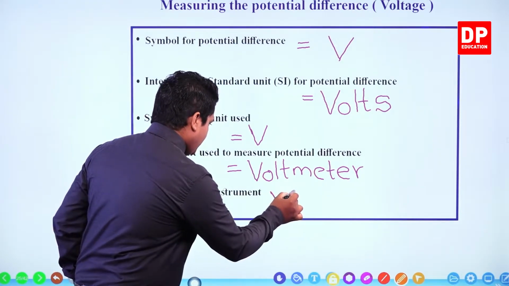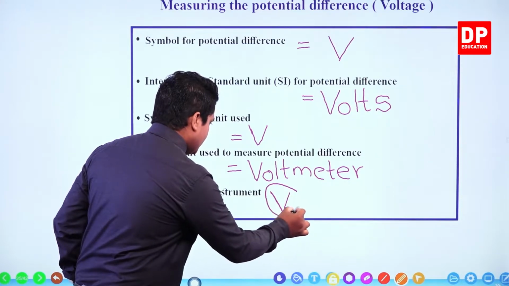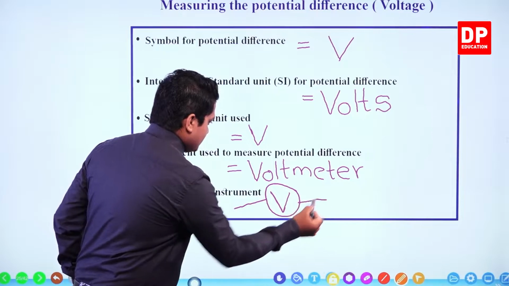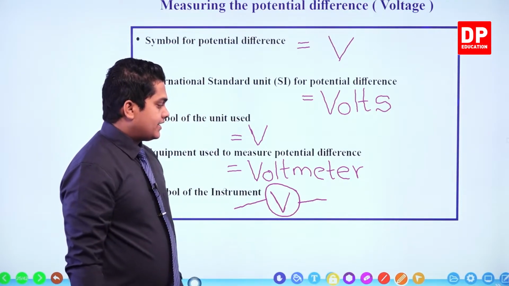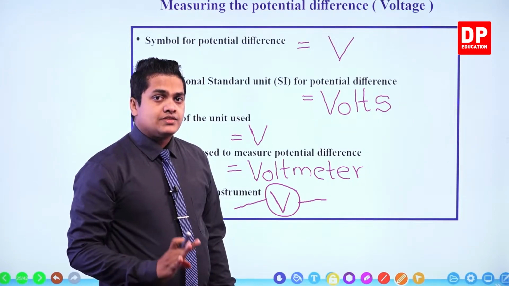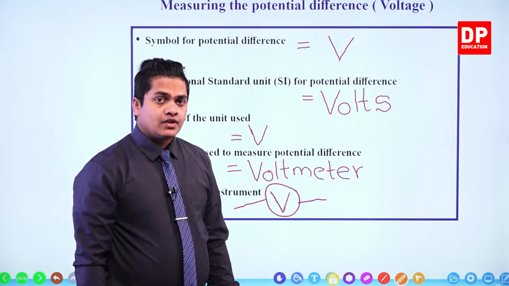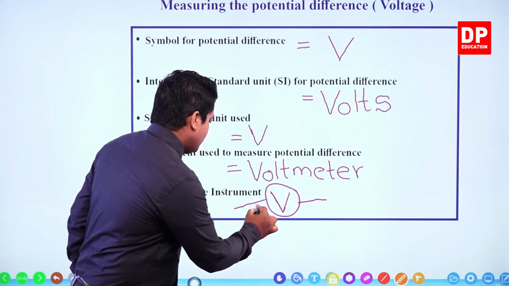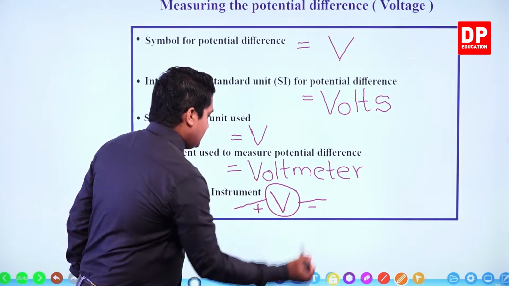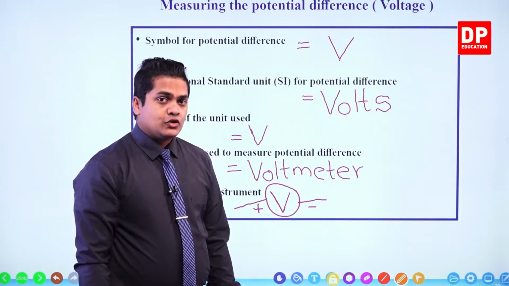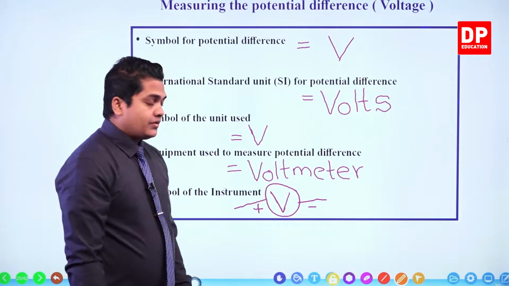Here capital V, then we have to connect it to the circuit. This is the way. And like in the ammeter, there are two terminals in the voltmeter, right? Usually we name these two terminals like this in the voltmeter also. So this is the symbol.